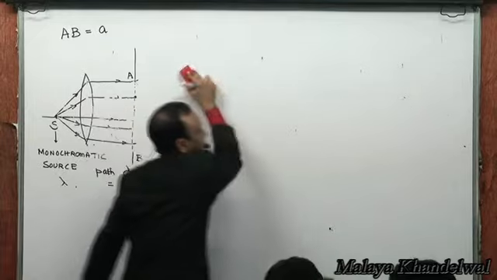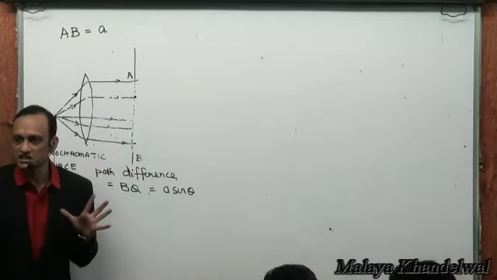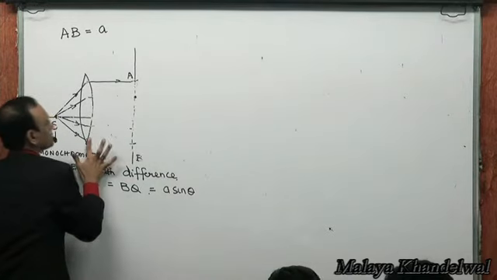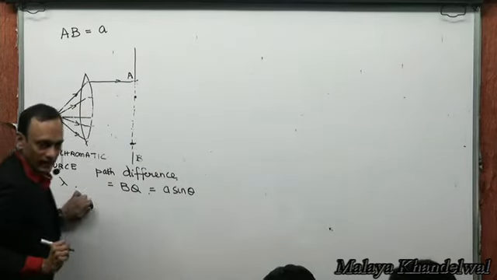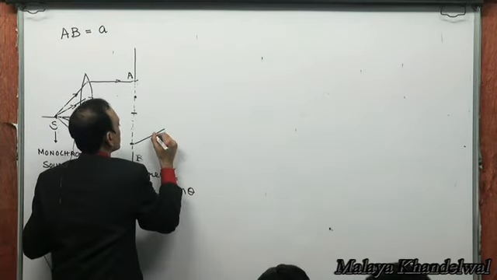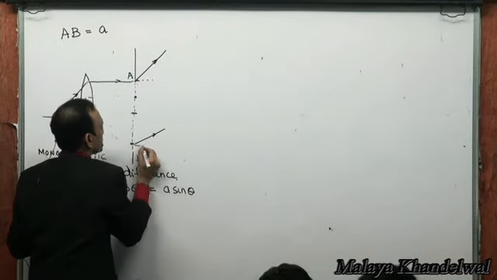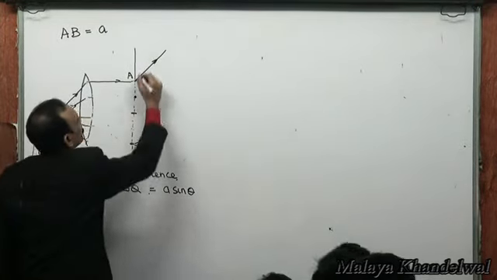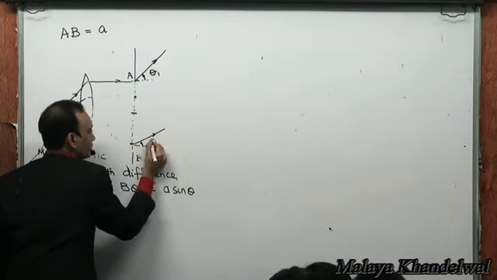Just to have clarity in the figure, I have just removed the unnecessary entities. A and B, AB is the aperture of length A. And like I said, this is a beam diffracted at an angle, say theta. Now, say a beam diffracted at an angle theta 1.